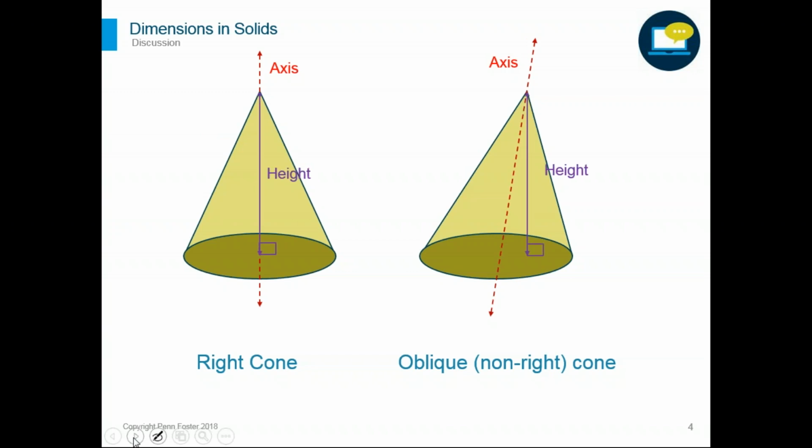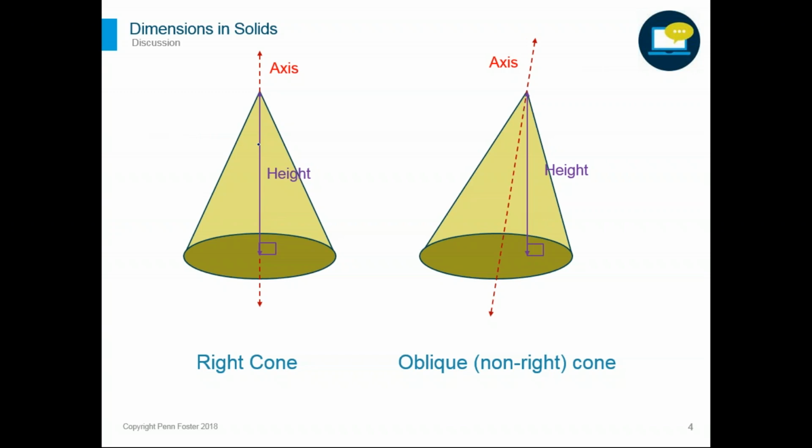Another dimension that we need to learn for solids is height. So height is the distance between the vertex on the cone here and the base of the cone. Now the height is always perpendicular to the base, whether it's a right cone or a non-right cone. In a right cone though, you will notice that the axis and the height are aligned. It's the same line for right cones. So the axis is perpendicular to the base, and of course the height is perpendicular to the base, so they are typically the same line.